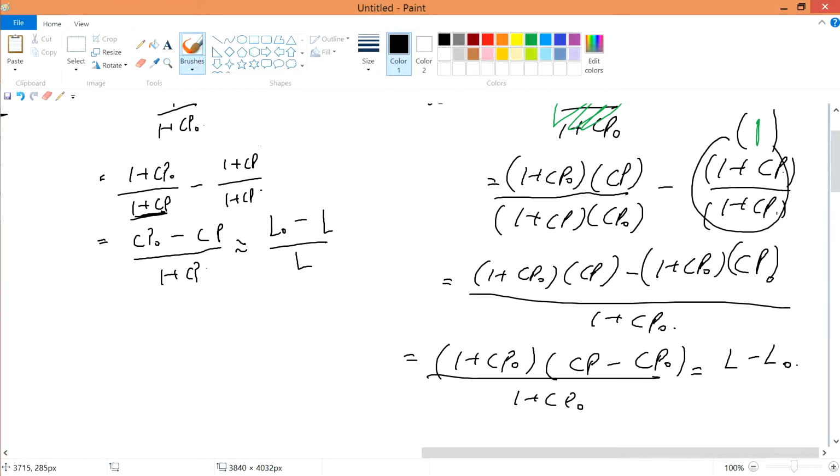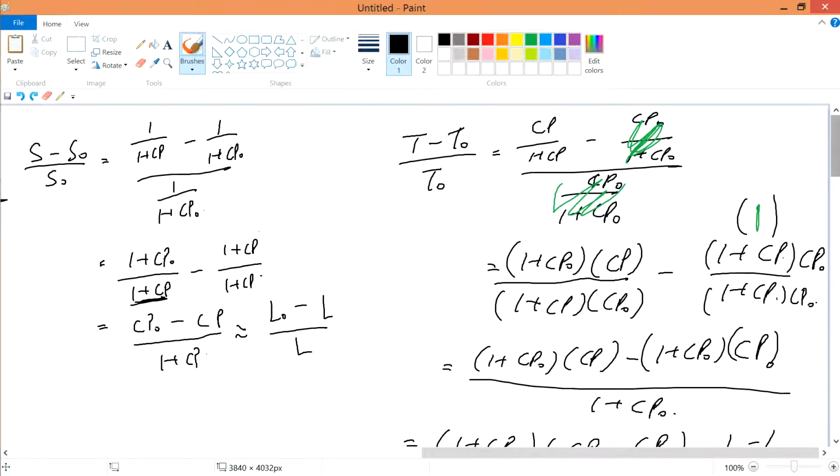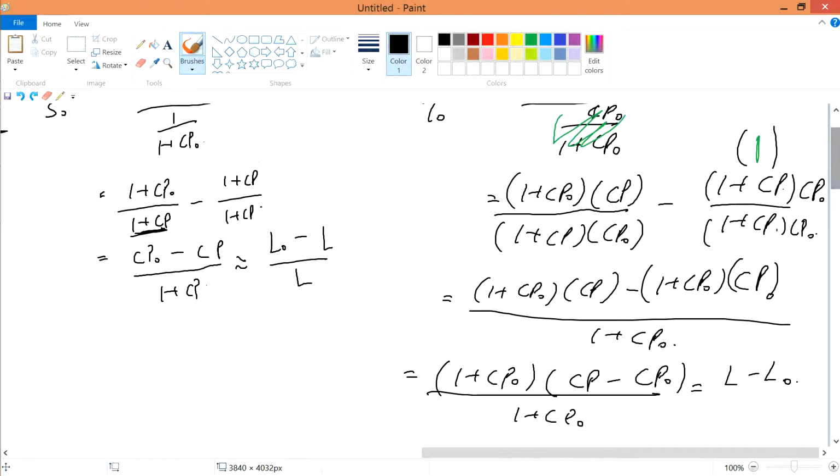So in terms of 1 plus CP over 1 plus CP, and then I multiply them by CP0. Alright, so that the denominators are the same. From there, then I can rearrange and stuff. Then I can get L minus L0. Alright, so be very careful at this step, but I don't know if it's needed, then this is a good understanding that I could just convey.